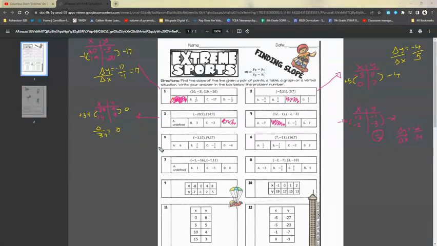Keep going. We're going to be here. 2, positive 2. And then here would be plus 12. 2 over 12 turns to 1 over 6. That would be my slope.